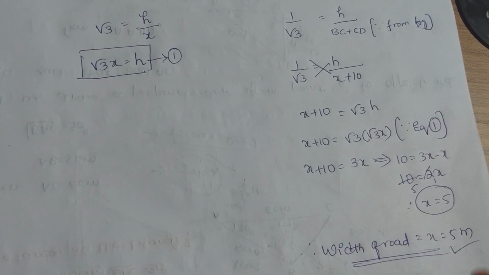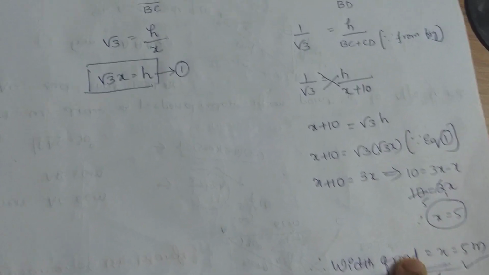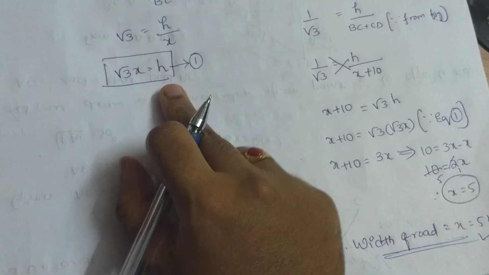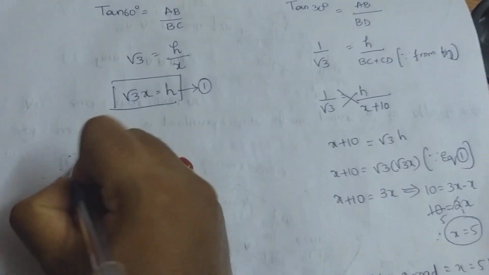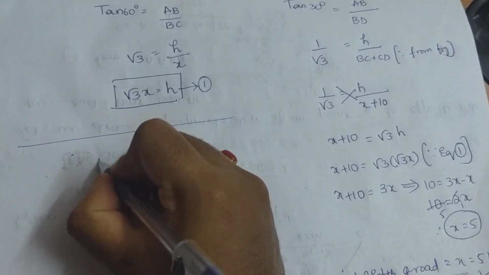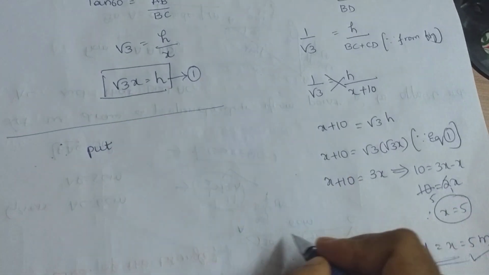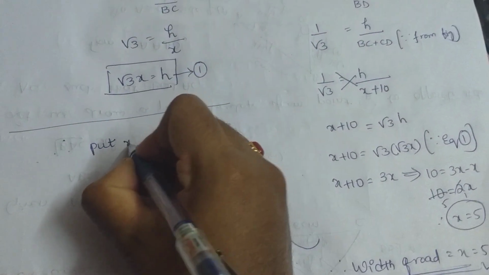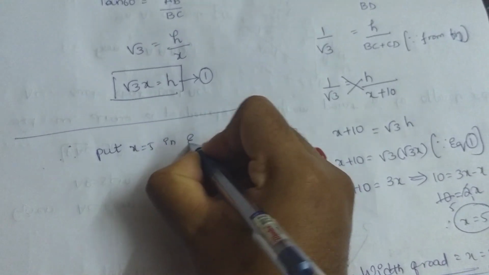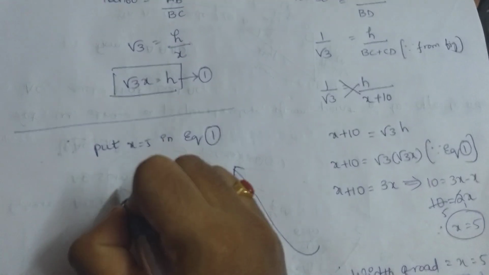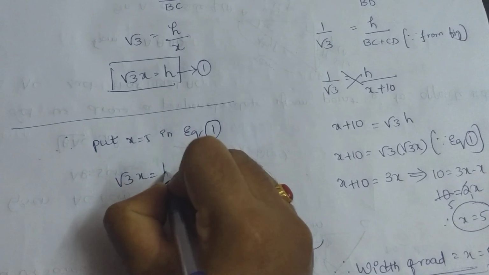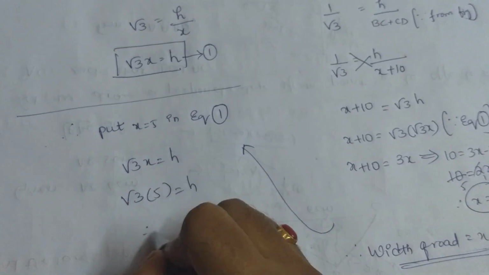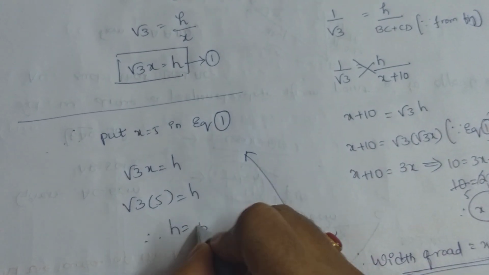We need to find out the height of the tower also. How to find? You can substitute the value of x in equation 1 so that you will get the h value. Therefore, what will I do here? I'm doing continuation. Put x equals 5 in equation 1. When you substitute, what do we get? Root 3x equals h. So, root 3 into 5 equals h. Therefore, h equals root 3 into 5, it becomes 5 root 3.